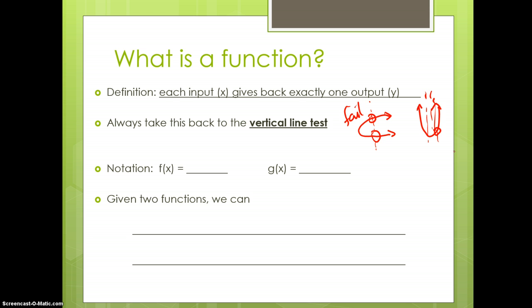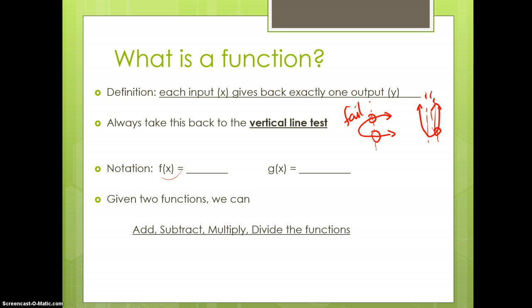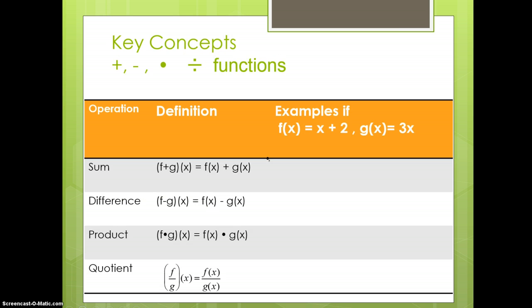Ways that you can denote a function: you can have f of x, you can have g of x, you can also have h of x. Those are the three main ones that you will see. And given two functions, we can add, subtract, multiply, or divide the functions according to what it's asking us to do, and you'll see that in the next slide. Notice instead of saying add, subtract, multiply, divide, I'm using sum, difference, product, and quotient.